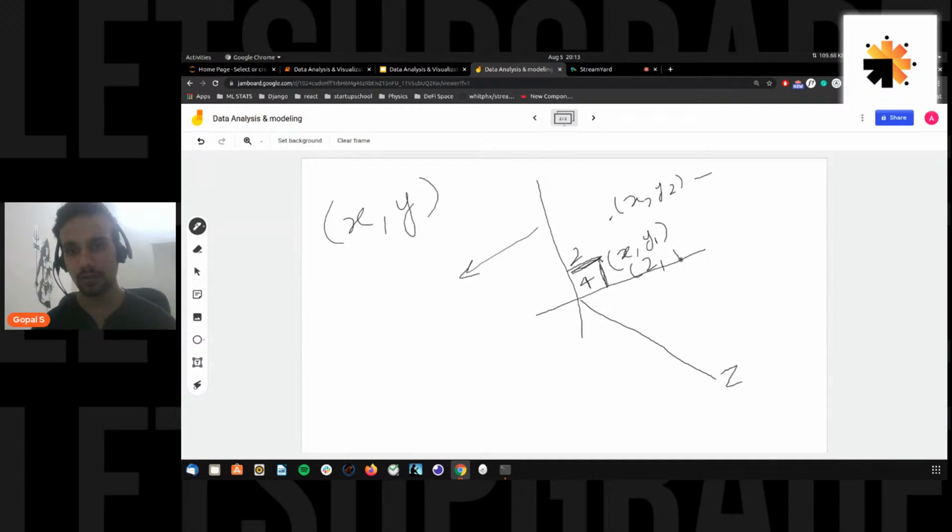2 and what? 4, right? These will be the values. Quite easy, right? Not so much hard at all. So this was your scatter plot.